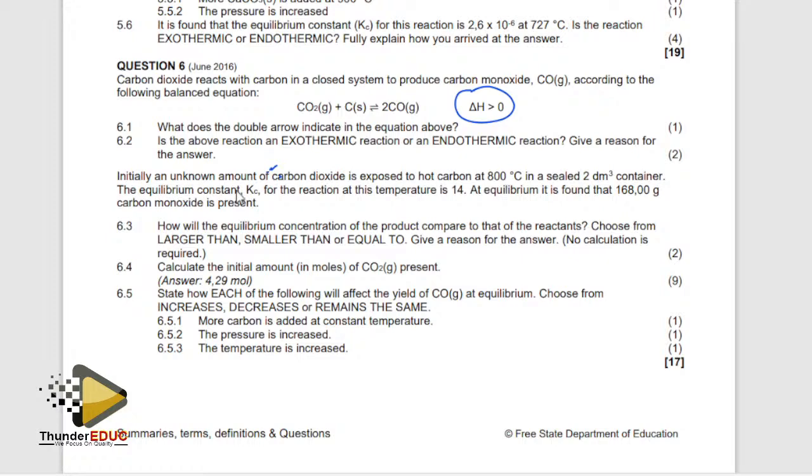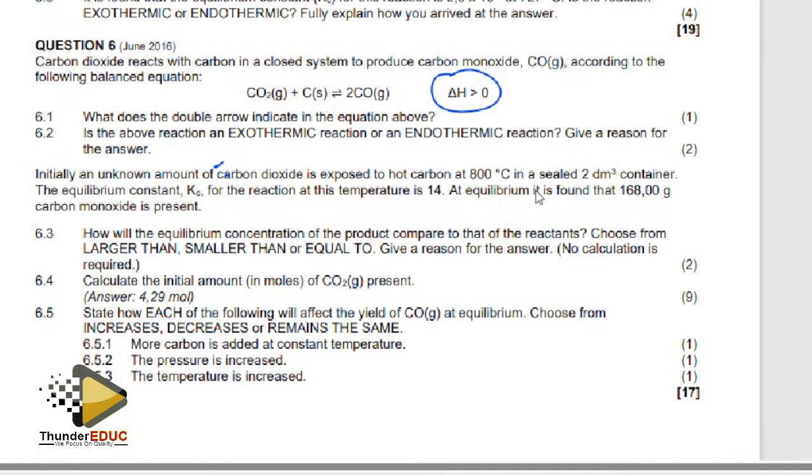Okay, I'm going to give you a few minutes to do this question. Do this question for me.